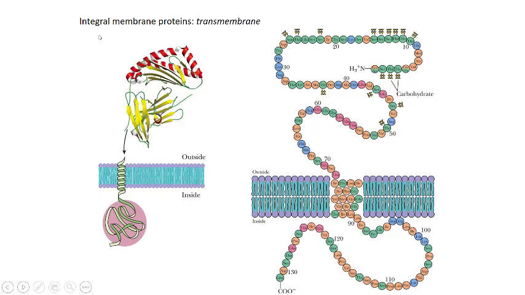All right, integral membrane proteins. The most important class of integral membrane proteins are the transmembrane proteins. Transmembrane proteins completely cross the lipid bilayer. They poke through one side and stick out the other side. Now, this may seem kind of difficult. How could an integral membrane protein do this?